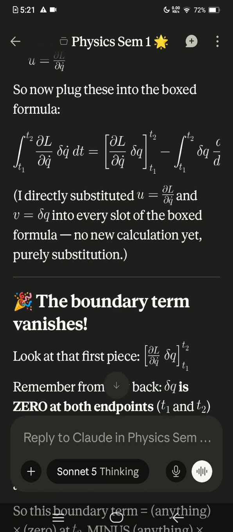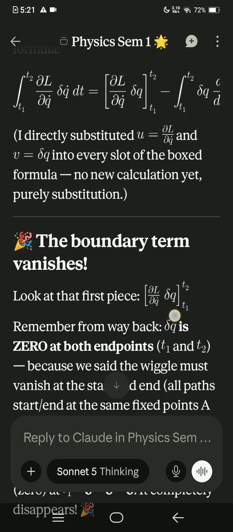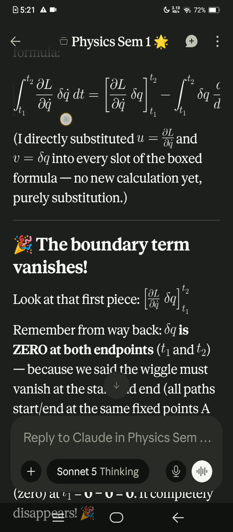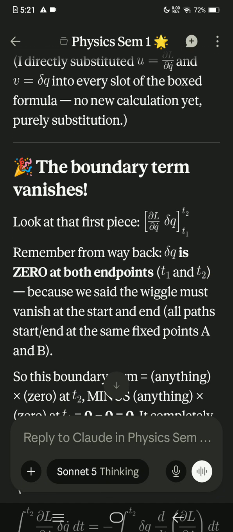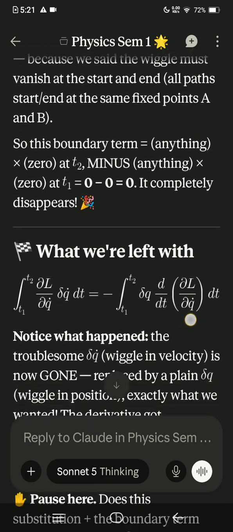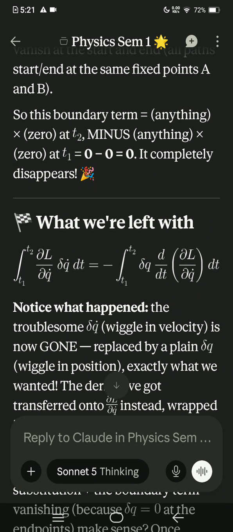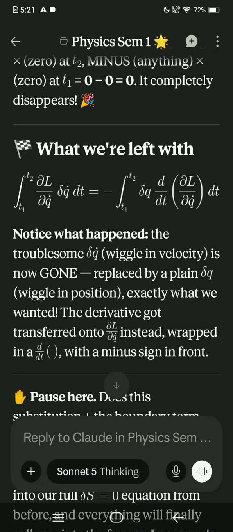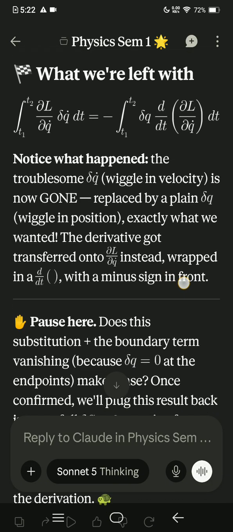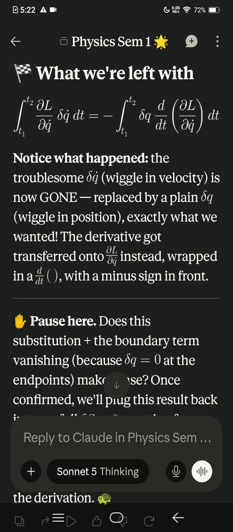But how does this turn into this? अच्छा ये वाली term ना, मैं गलत से कंपेयर कर रही थी. This term right here is this. Okay, this becomes 0, vanishes completely. What we are left with is this. Notice what happened. The troublesome del q dot wiggle in velocity is gone.